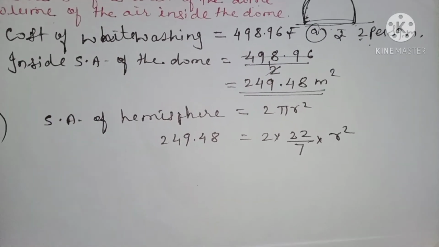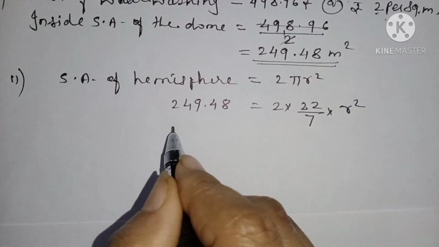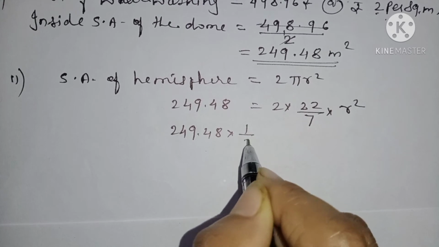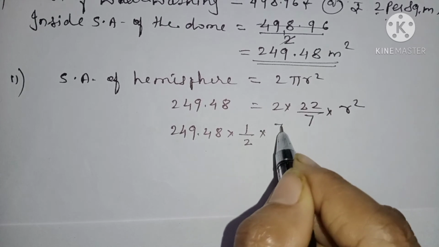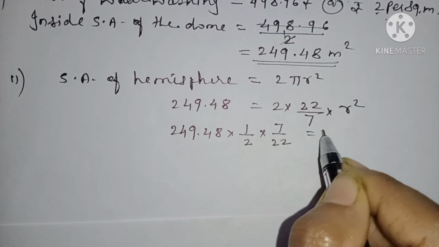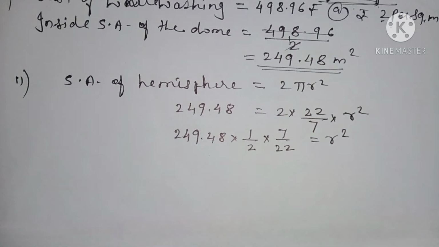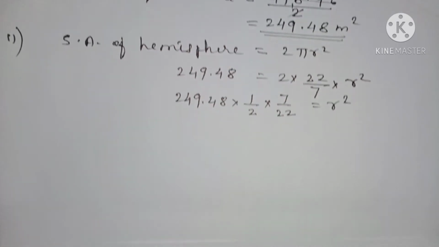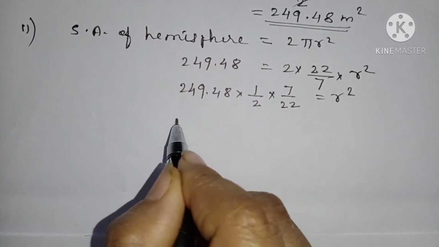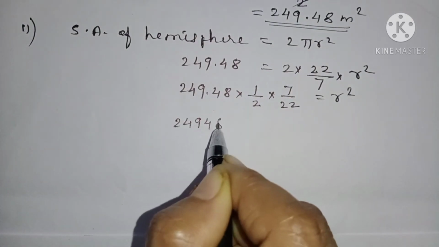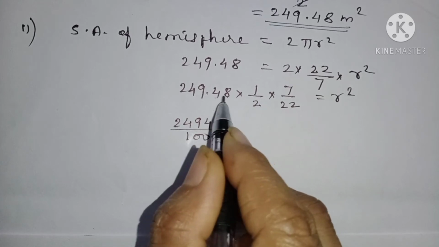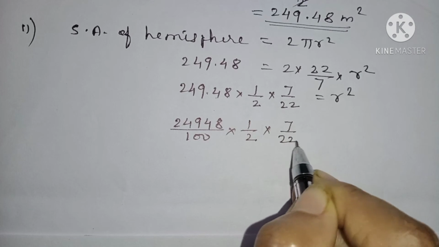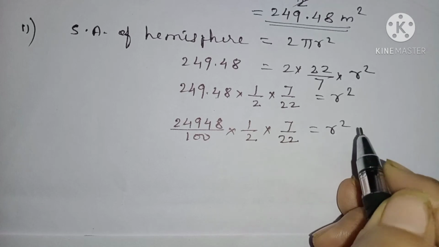Now let's reduce first. No, first we transpose it and then we'll reduce. This 2 will become 1 by 2. 22 by 7 will become 7 upon 22, equal to r square. Now let's remove the decimal also. So it will become 24948 upon 100. Here we have a decimal after 2 digits, so place 2 zeros in the denominator, into 7 by 22 equal to r square.